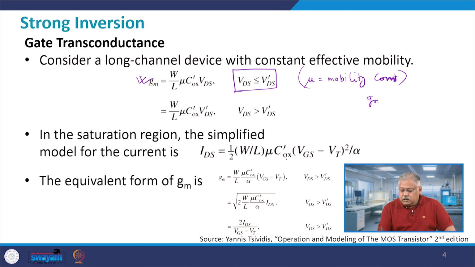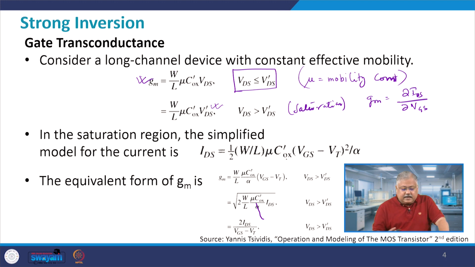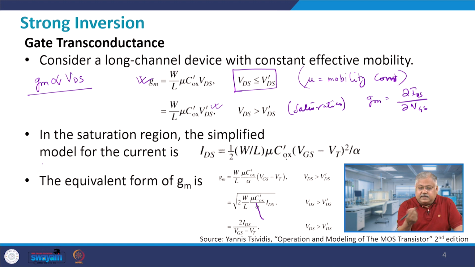How do you define GM? GM was defined as del IDS by del VGS. With respect to the gate, when you differentiate, you will be only left with the drain to source voltage, remember, and therefore GM happens to be this much. When you go beyond that and you are in saturation, then W by L mu into C ox prime into VDS prime comes into the picture. And this is quite interesting, which means that transconductance in a long channel device is directly proportional to the applied VDS, be it in saturation or in the linear region.